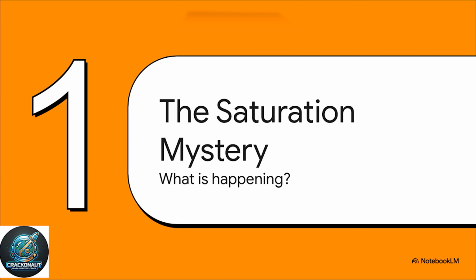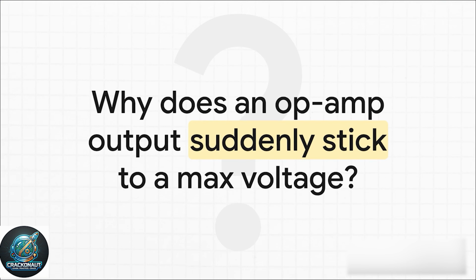Okay, so let's jump right in with what I like to call the saturation mystery. And trust me, if you haven't seen this in your own circuits yet, you will. It's pretty much a guarantee. Yeah, so you're looking for that nice, clean, linear output, right? But what you get is a flat line. The signal just slams into a ceiling and stays there. It gets stuck. It won't go any higher, it won't go any lower. So what on earth is actually going on here?